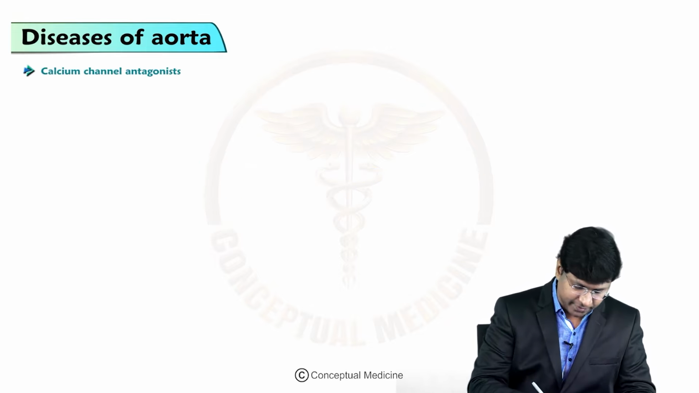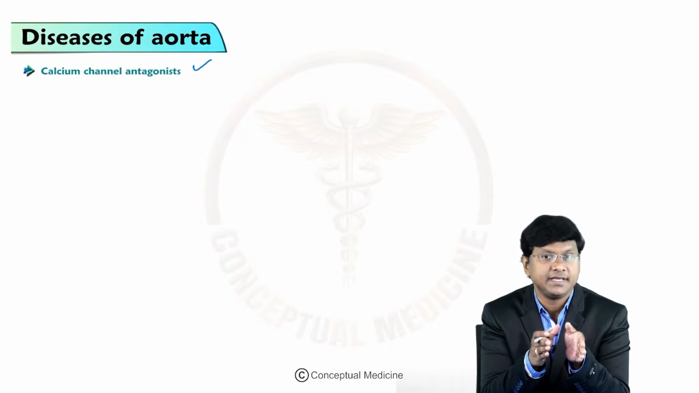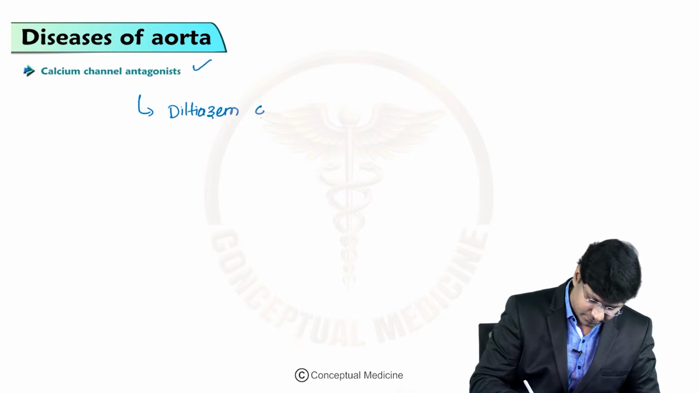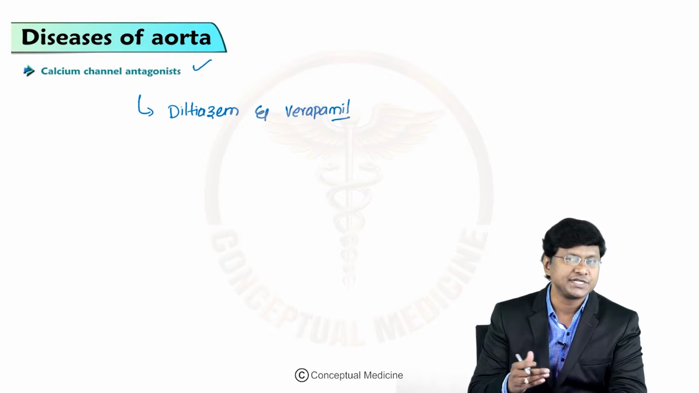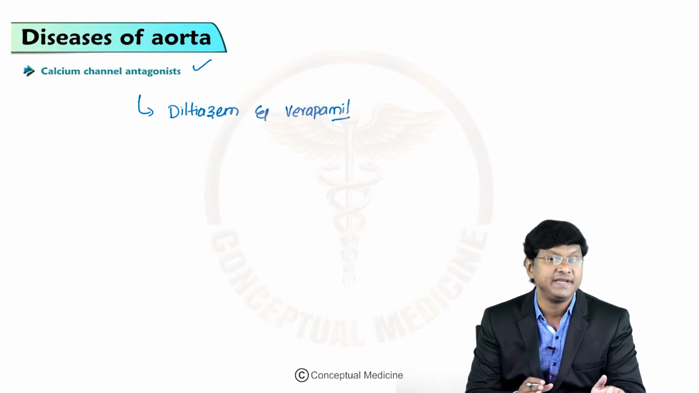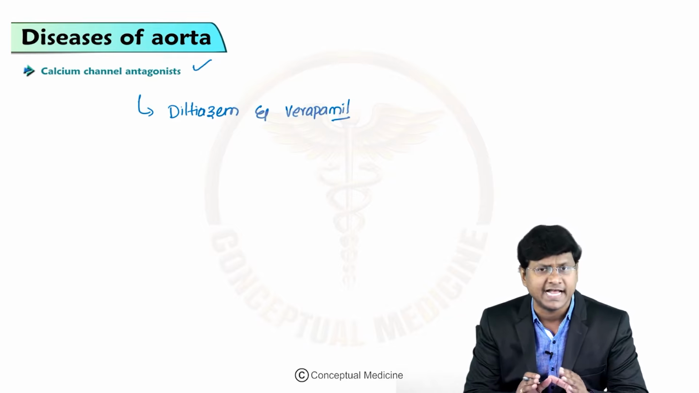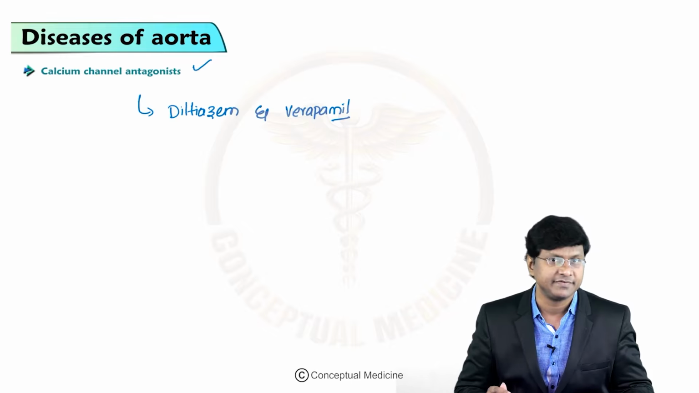Then the next important group of drugs are the calcium channel antagonists. The calcium channel antagonists that can be given as an alternative are diltiazem and verapamil. These are potential alternatives to treatment with beta blocking drugs, and they have to be given only when the beta blockers are absolutely contraindicated. That is the point when calcium channel blockers like diltiazem and verapamil can be given.